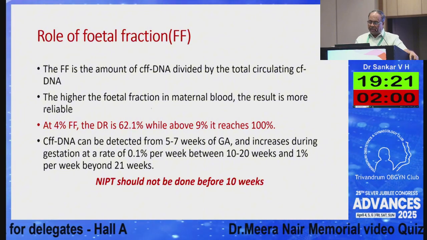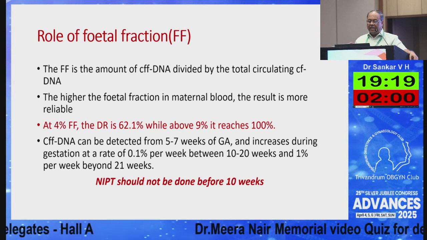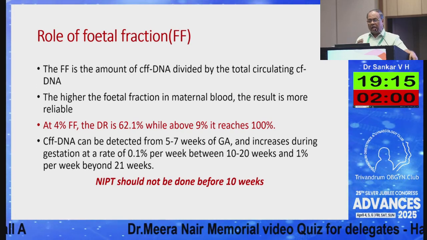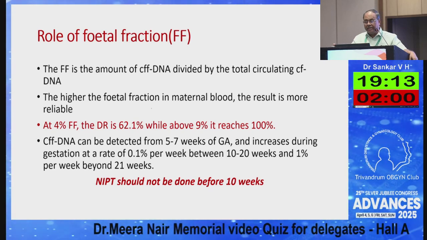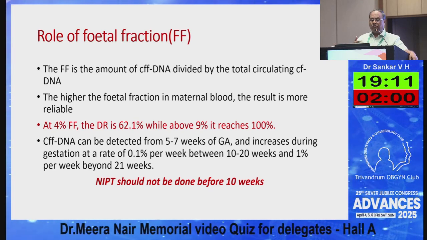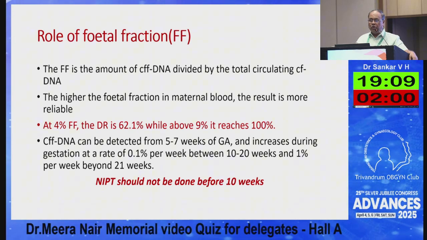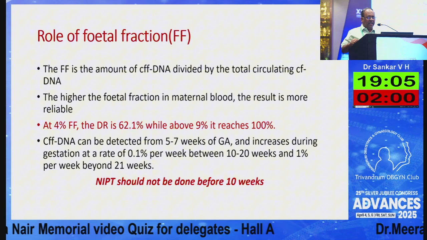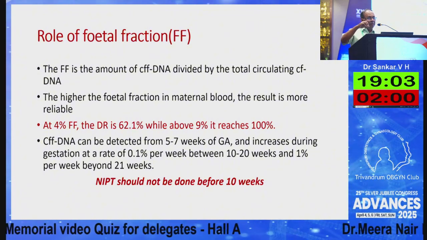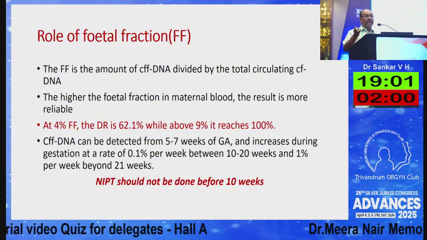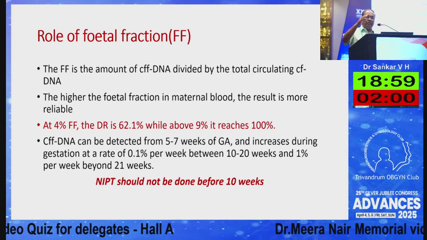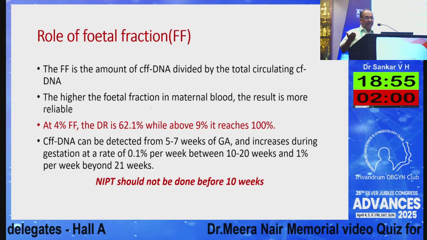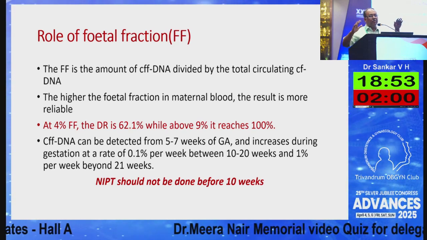Another important point is that cell-free fetal DNA can be detected from 5 to 7 weeks, but it rapidly increases after 10 weeks, by around 1% per week beyond 20 weeks. So generally, when the gestational age is a little more advanced, cell-free fetal DNA will be more. In an early gestational age, cell-free fetal DNA will be less. But as a screening method, we want it early. So there should be a tailored method.